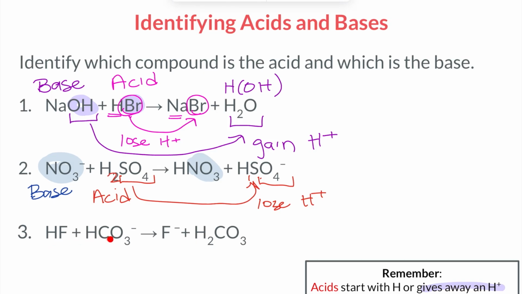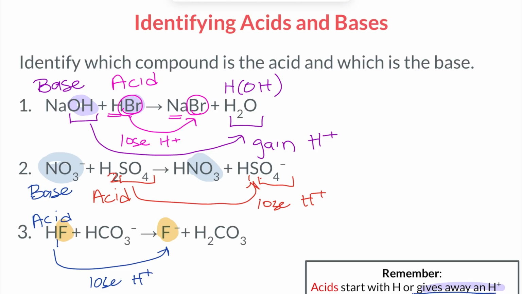HF plus HCO3 minus. Well, both of these have hydrogens, so they both could be the acid, so we need to look at how those pieces change. HF, well, I'm going to look at the F, that fluorine, and what it's paired with. Here we have 1 hydrogen, and here we have no hydrogen, so going from 1 to 0, this is losing a hydrogen. If we are losing or giving away a hydrogen, that means that HF is an acid.